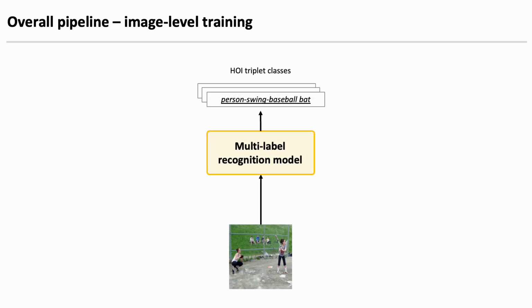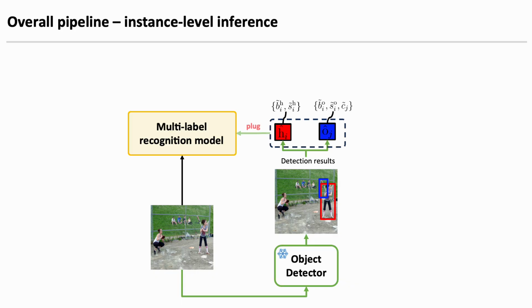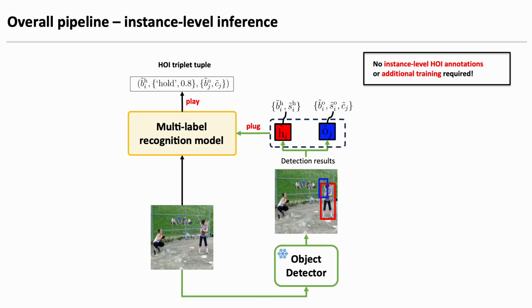This is RegFormer's training pipeline. During training, it operates on the whole image with only the image-level triplet classes. At inference, we convert the object detector's bounding boxes into region-aware masks, restricting query generation and the interactiveness computation to those instance regions. The switch happens naturally with no extra training.